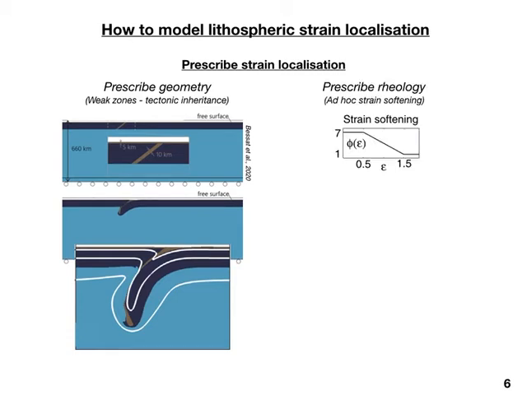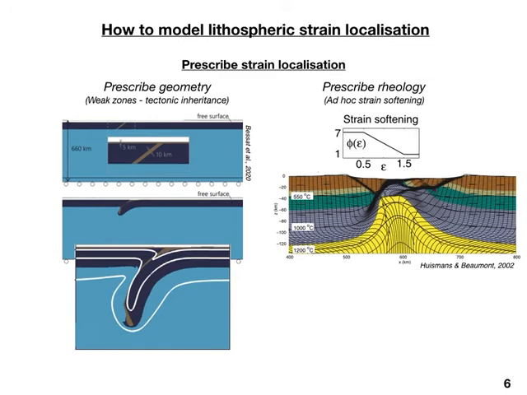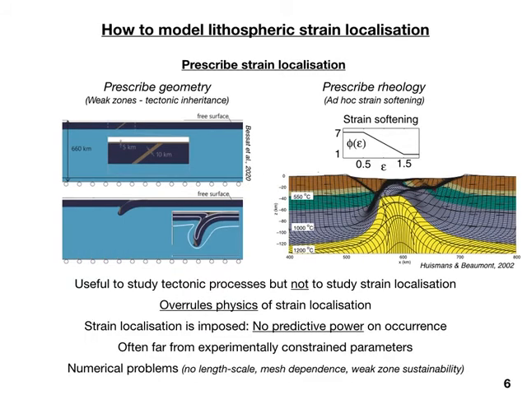Another way is to prescribe the rheology. So this is, for example, ad hoc strain softening. Here we can decide how much the friction angle, for example, will decrease with a given quantity of accumulated strain. This, of course, results in the formation of very sharp plastic shear bands and can be used to study the evolution of rifts.